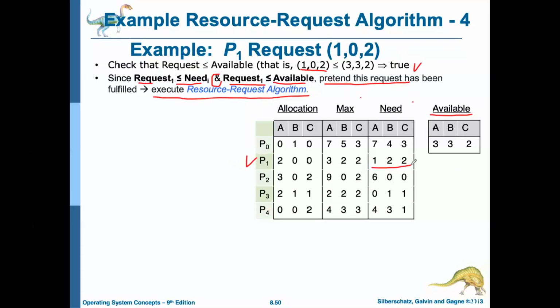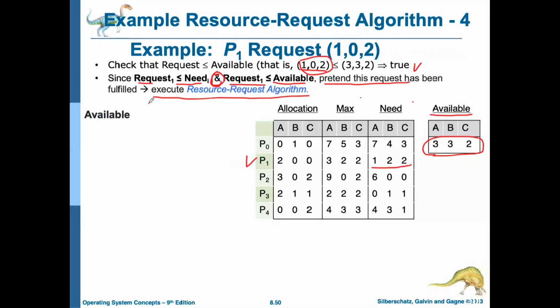They need n, not or, but n, and the request must be less than available. So the request is 102, and that also gives a true value. The current available is 332. Next is pretend this request has been fulfilled, and then the next step is to execute the resource request algorithm.